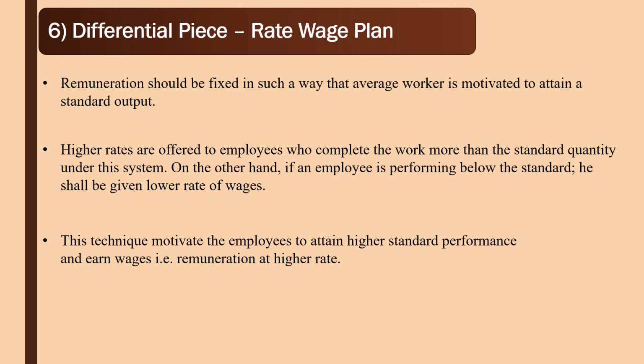Dear students, in this technique, Taylor suggested that there should be two piece work rates. One is lower and the other is higher. It means if an employee works above the standard, or better for the organization, then he will be paid a higher rate of wages. And if an employee works below the standard, then he will be paid lower wages. This technique helps to motivate the employees for better performance in the organization.